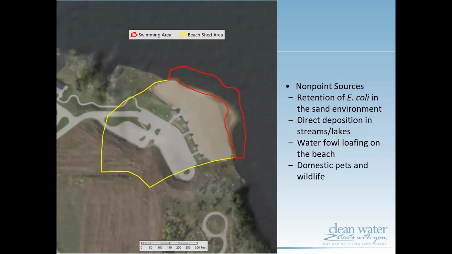The non-point sources are anything that does not require a discharge permit, and that could come from several sources. It could be septic tanks. It could be, as Jason mentioned, direct deposition in the lake itself, fecal contamination from waterfowl on the beach. Again, direct deposition of fecal matter from wildlife and domestic pets, and from the E. coli being retained in the sand environment and finding its way into the swimming area or the nearshore beach volume. Again, our non-point sources are anything that does not require a permit.